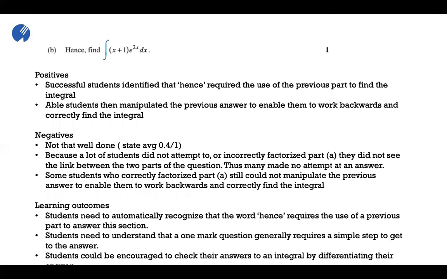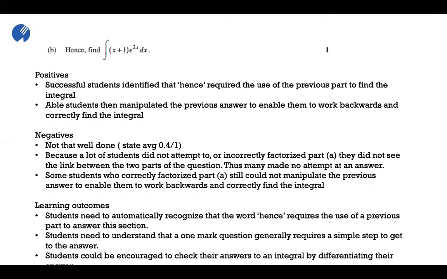18B, this was a 1-mark question. Successful students identified that 'hence' required the use of the previous part to be able to find the integral. Able students then manipulated the previous answer to enable them to work backwards and to correctly find the integral. This question was not that well done. The state average was only 0.4 out of 1.